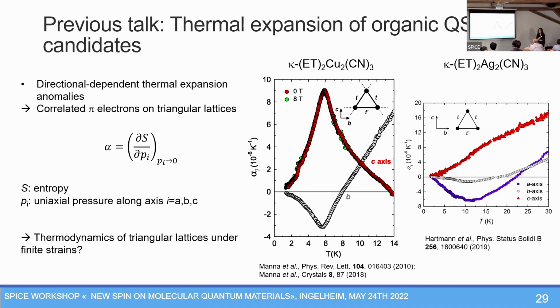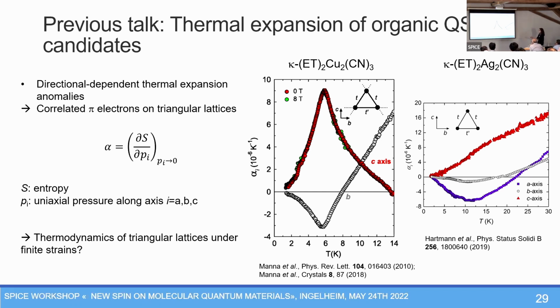He introduced very nicely these thermal expansion anomalies that are observed in the organic charge transfer salts, and also made the connection that those anomalies are related to the physics of the correlated pi electron system on the triangular lattice. He also explained that what the thermal expansion measures is the change of entropy with uniaxial pressure applied along the same direction as you measure the thermal expansion coefficient.